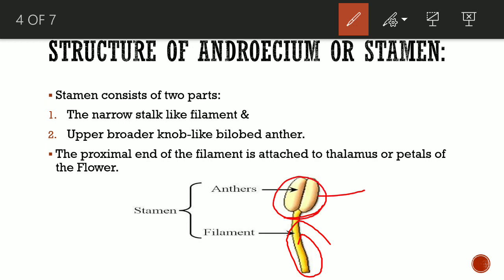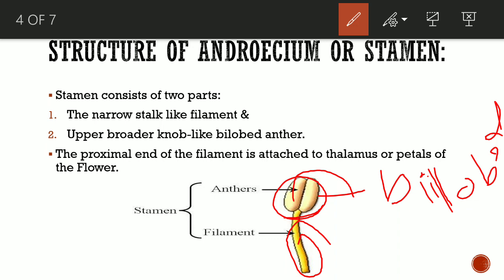The first lobe is this and the second is this. So these two are known as bilobed. Because of the presence of two lobes, it is known as bilobed structure. The proximal end of the filament is attached to thalamus or petals of flower. The proximal end is this of the filament.